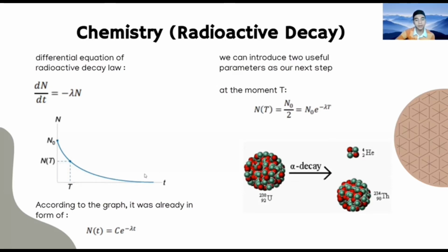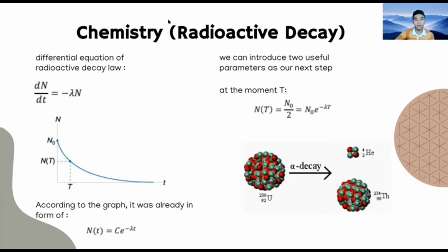After that, in order for us to have the initial value, we must determine the value of the constant C. From the radioactive decay law, we can introduce two useful parameters as our next step. The half-life of a radioactive material is the time required to decay to one half of the initial value. Let's say if we have one, the one half is 0.5.